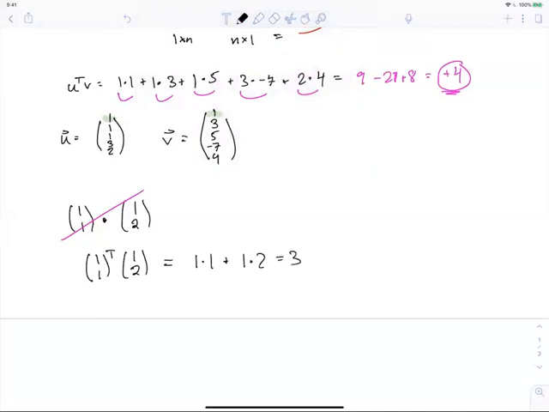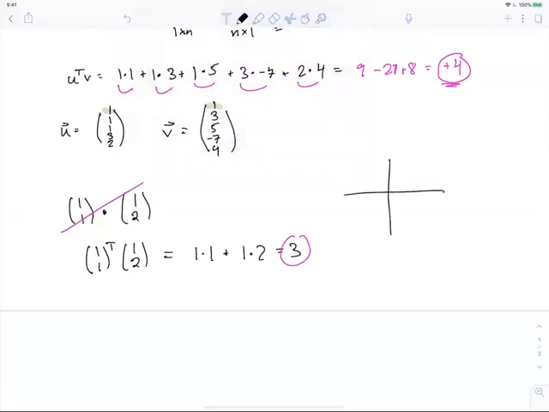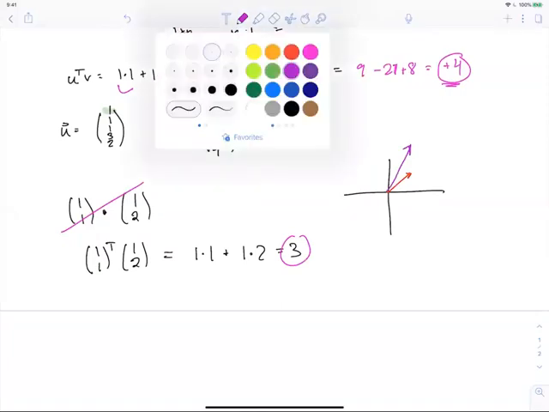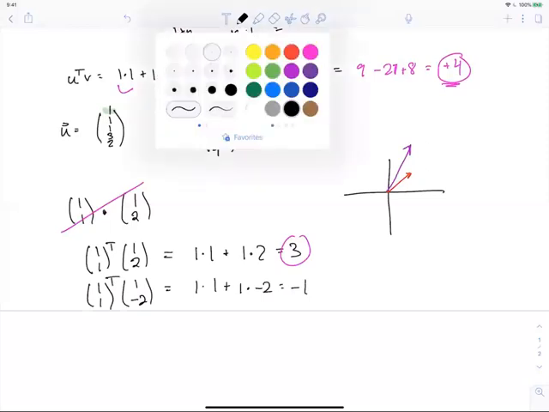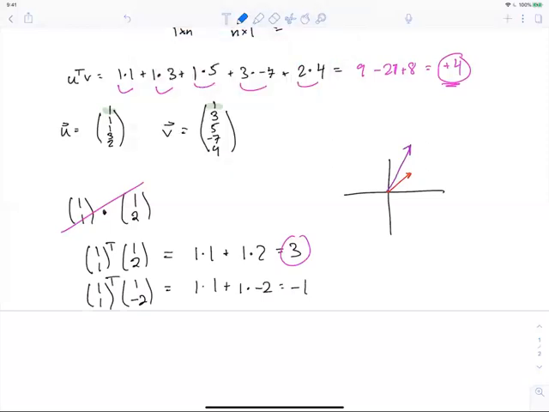So this number doesn't really give us a whole lot as of yet. But keep in mind that if we graph these vectors, one vector here is going to be 1, 1, and one of these other vectors is 1, 2. They kind of sort of go in the same direction. But on the flip side, if I take 1, 1, and I take 1, minus 2, we're going to get minus 1.